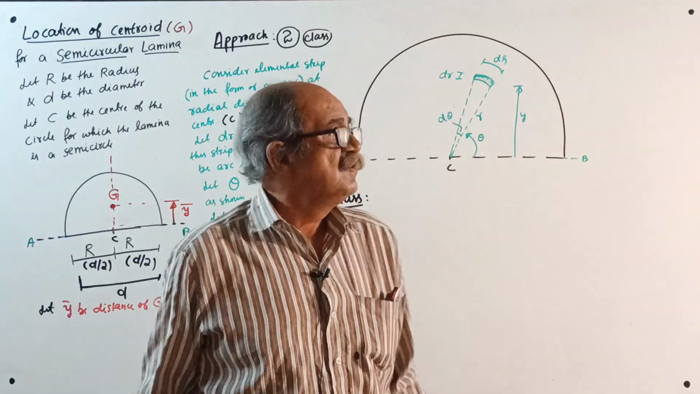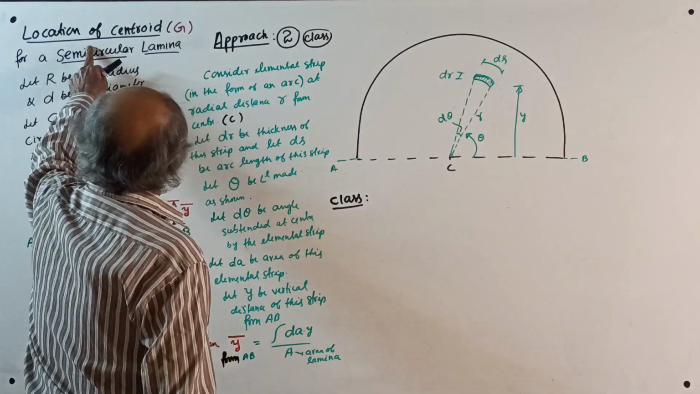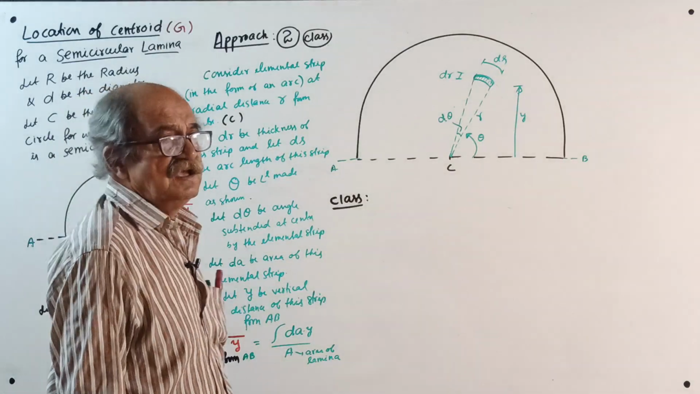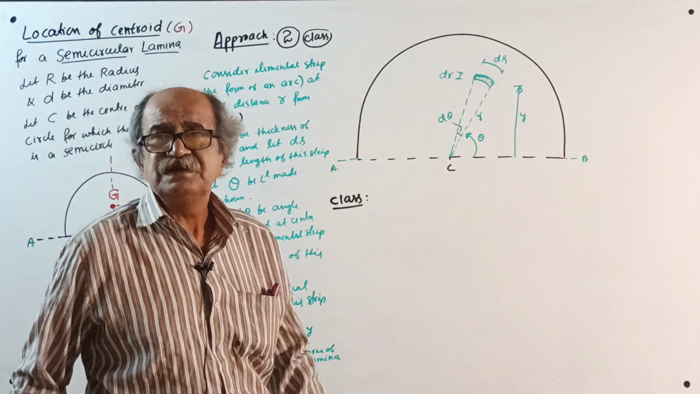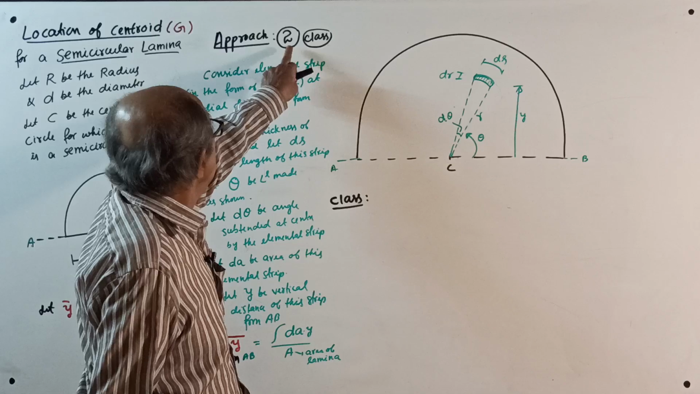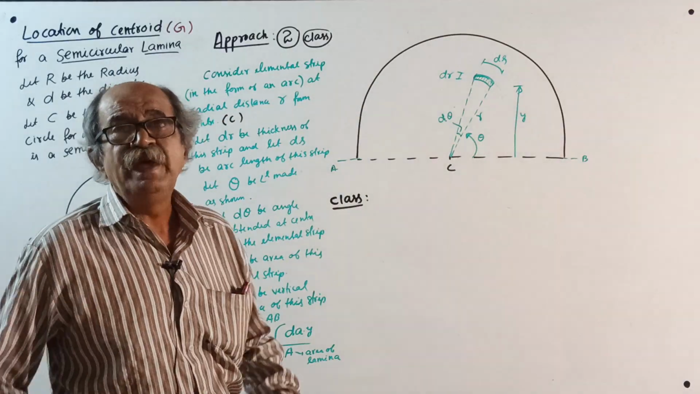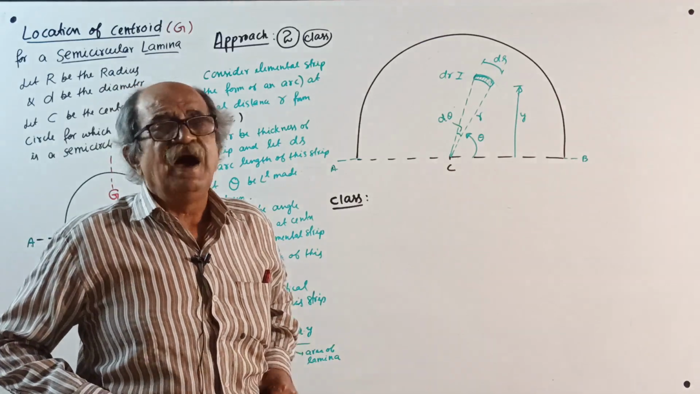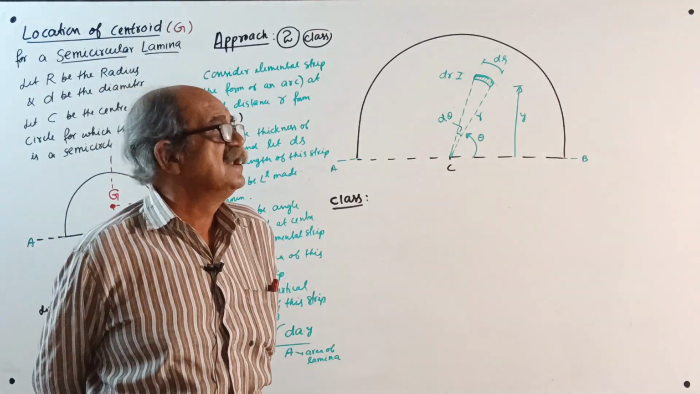Today's class, we are going to find the location of centroid G for a semicircular lamina. Last class, approach 1 is over. Today, approach 2. Suppose this question comes in an examination, either academic or any competitive examination.